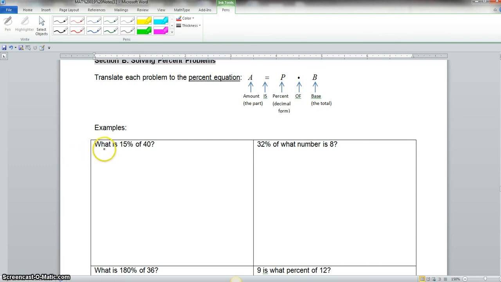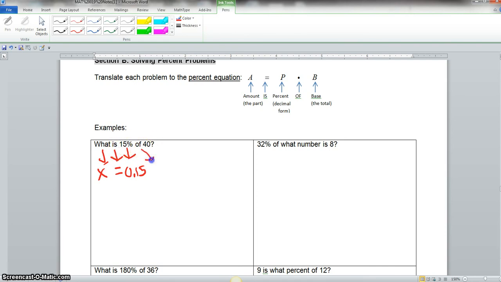So it says, what is 15% of 40? Now, we don't know what this is, so what will give us X? Is, we know, means equal. 15%, we need to write that as a decimal, which would be 0.15, as you would drop the percent and move your decimal 2 places to the left.